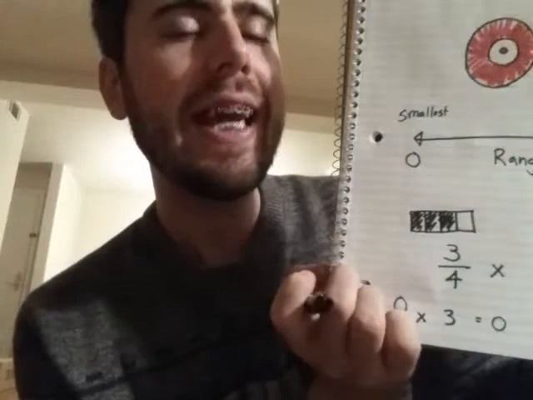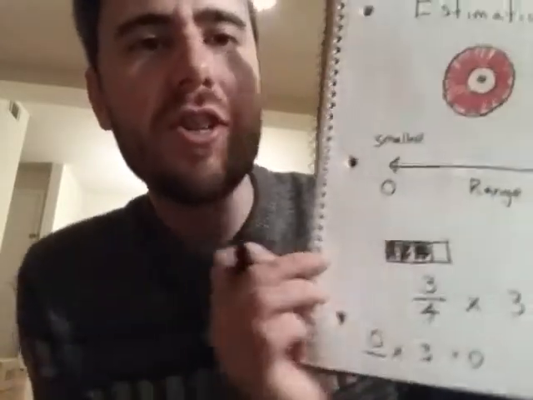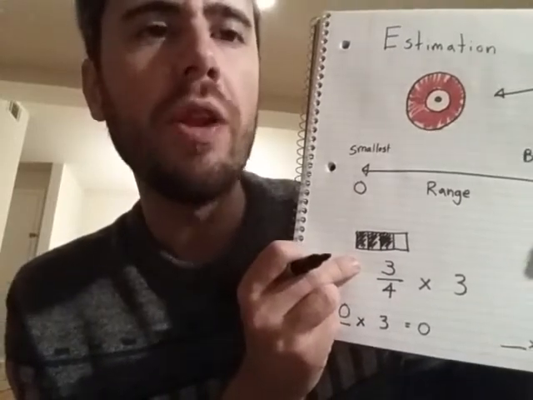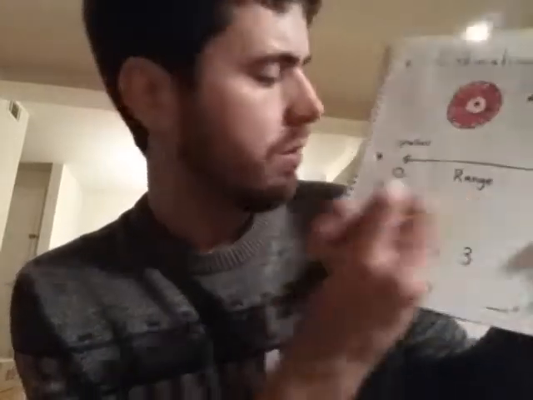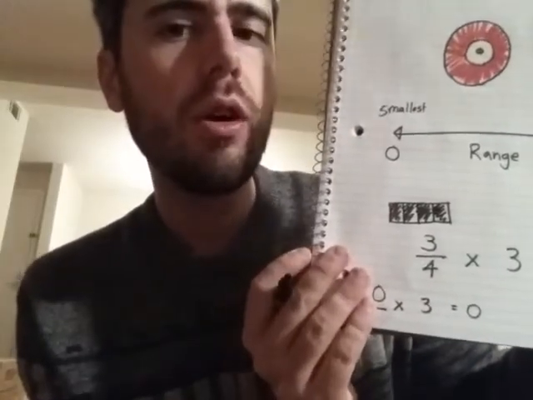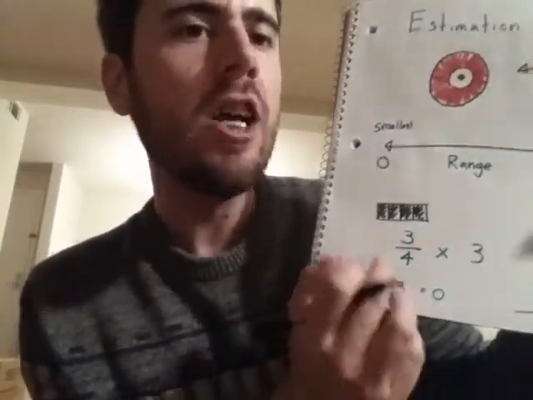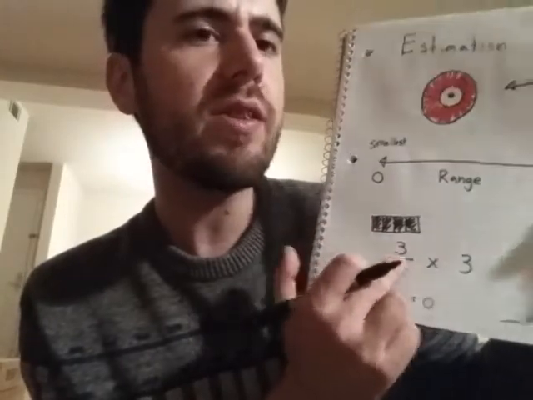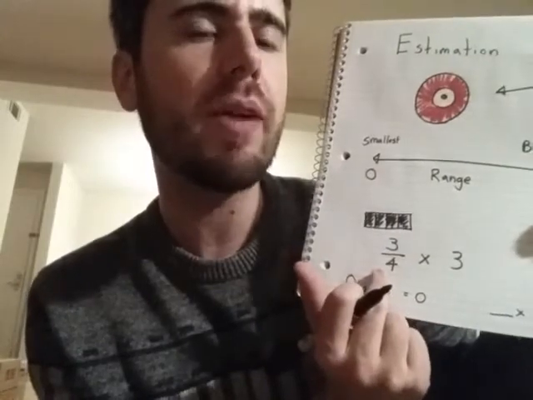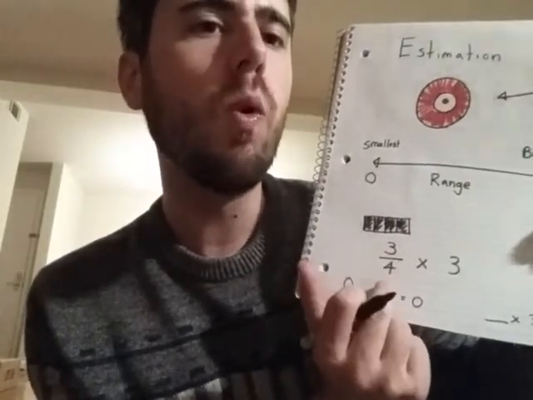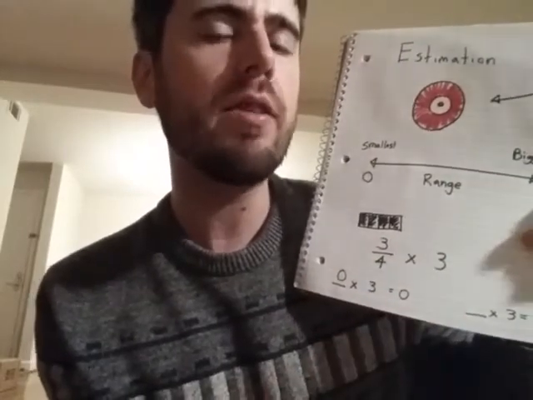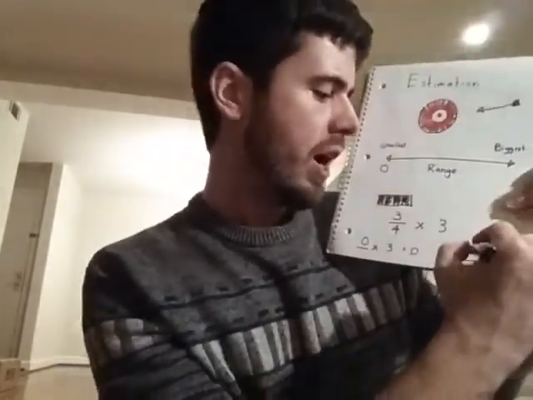Again, we're working with fractions here, and fractions are sometimes hard to deal with. So I'm going to round this to the nearest whole number. Well, 3 fourths is awfully close to 1 whole, right? So for our biggest possible answer, the biggest thing we could get when multiplying, this is close to 1. The next highest number that we could round to would be 1.